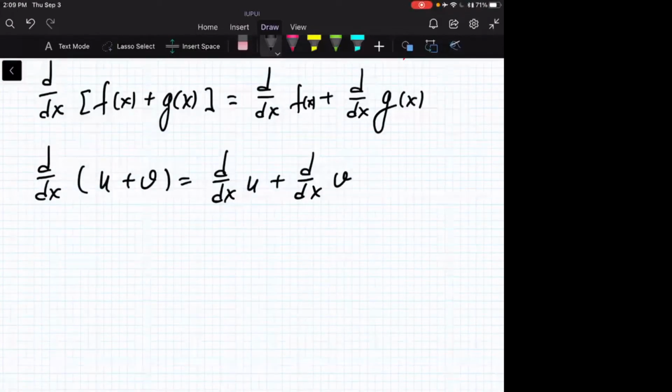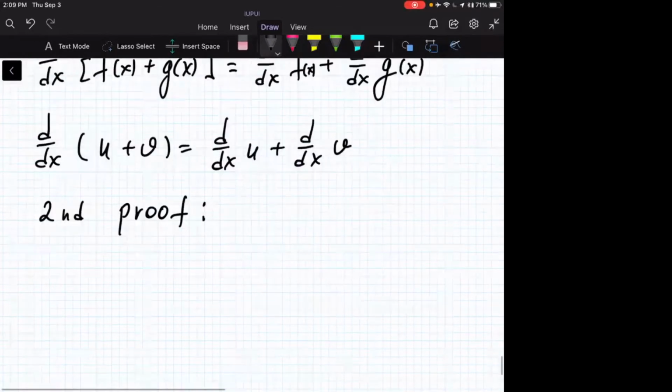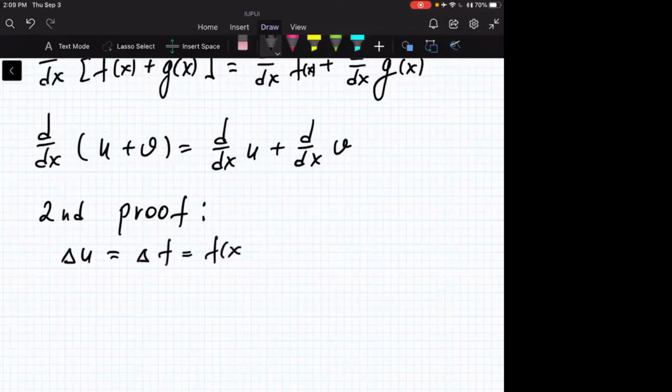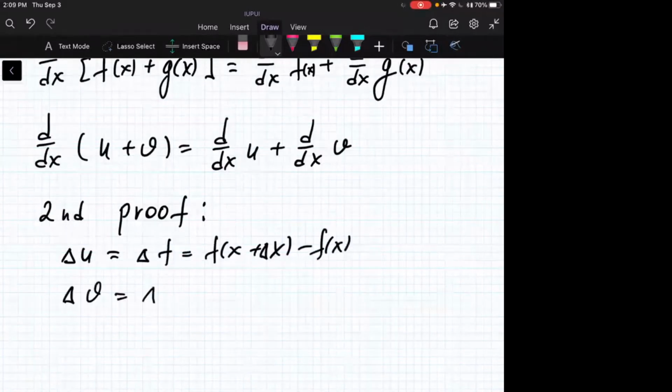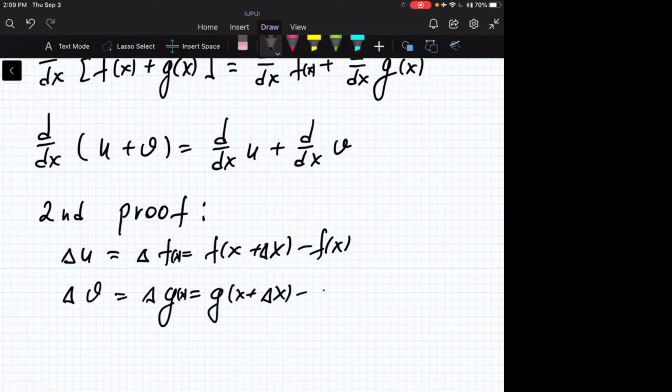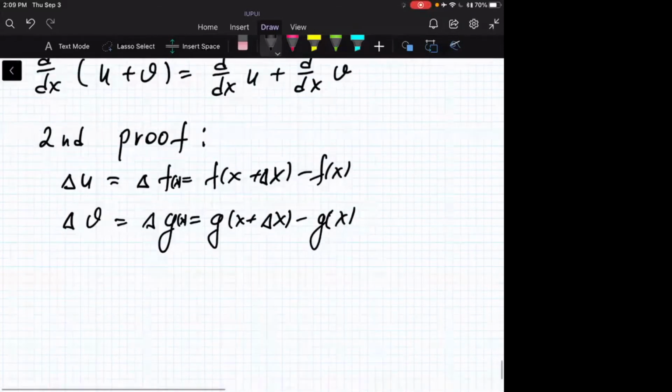But let's do it in a slightly different way. So second way, second proof. It just uses different notations that will be helpful further. So what we can do, we can say that delta u, which is the same as delta of f, is f of x plus delta x minus f of x, and delta v, which is the same as delta g, is g of x plus delta x minus g of x.